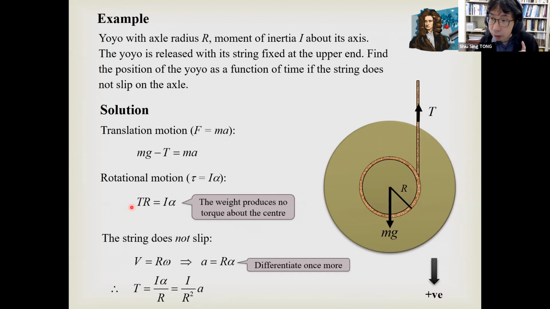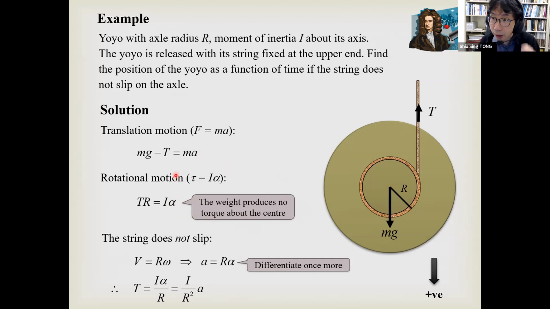So the torque produced by the tension force will be TR. T is the tension, R is the radius of the axle of the yo-yo, and that becomes equal to I alpha. I is of course the moment of inertia of the yo-yo, and alpha is the angular acceleration. Now we have two equations. One describes the translational motion, the other describes the rotational motion.